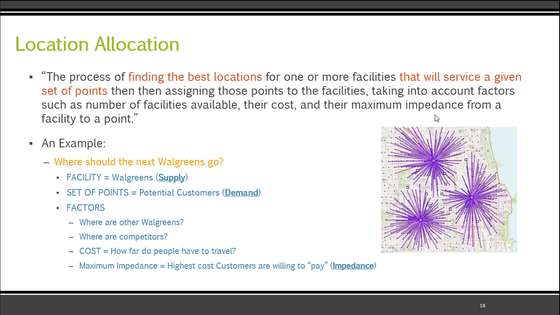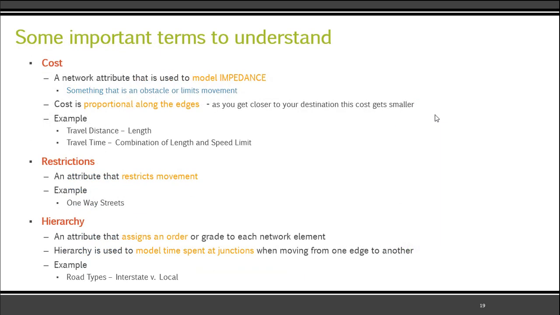And maybe you could place a new store in an area where people are outside of that maximum impedance, that maximum travel time to you. Or maybe one store has way too much demand, and you could put another one close by and they could share the demand of the area and it wouldn't hurt the business model in general. So those are the types of questions that you can answer with location allocation.